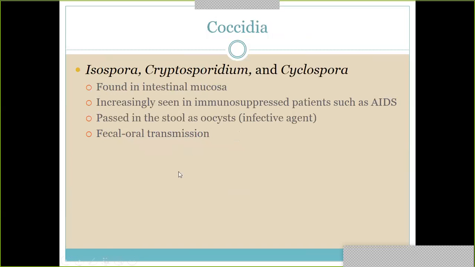All right, the next group is Coccidia. We have Isospora, Cryptosporidium, and Cyclospora all present in this category. These are really harsh on immunosuppressed patients. You're going to see them more commonly linked with AIDS patients. Again, a fecal-oral transmission. Out of these three, the only one that I'm going to make you remember is Isospora. We're going to go through the three, but Isospora is going to be the one to remember.